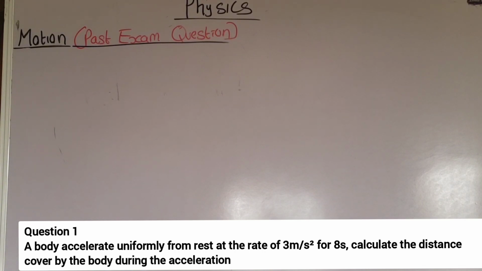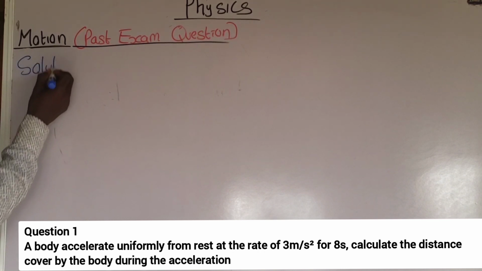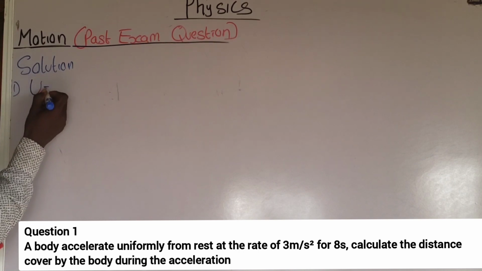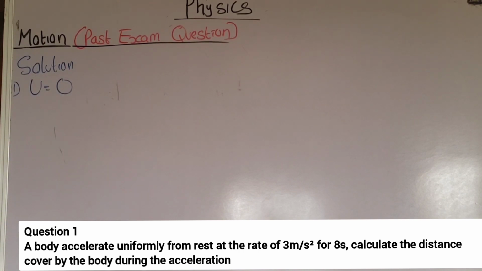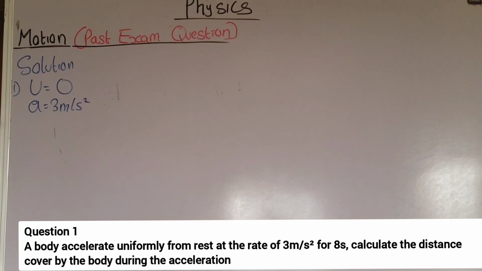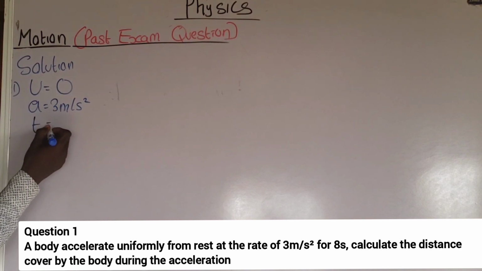Okay, let's start by writing out the information that is given in the question. We are given that a body accelerates uniformly from rest. That means that the initial velocity of the body is what? Zero, because the body is not moving initially. So u equals 0. The acceleration is 3 meters per second squared. The time given in the question is t equals 8 seconds.